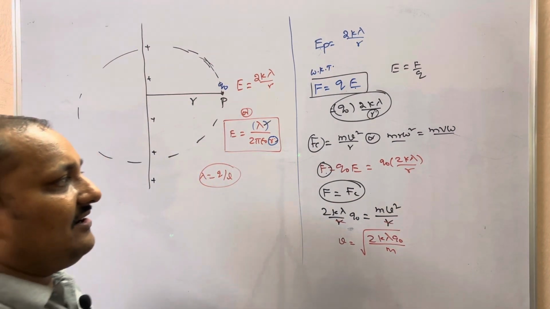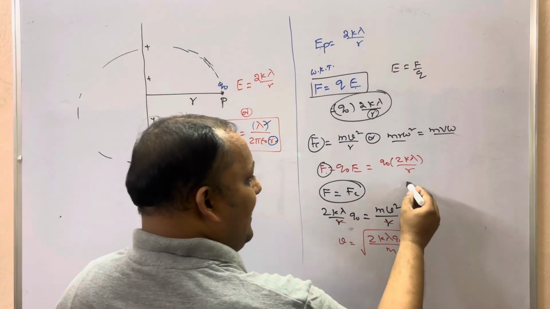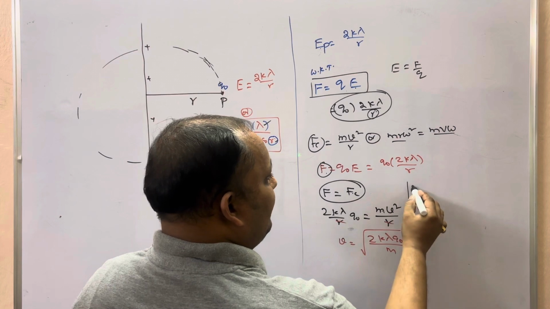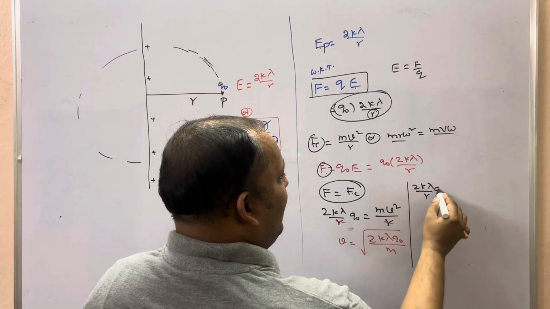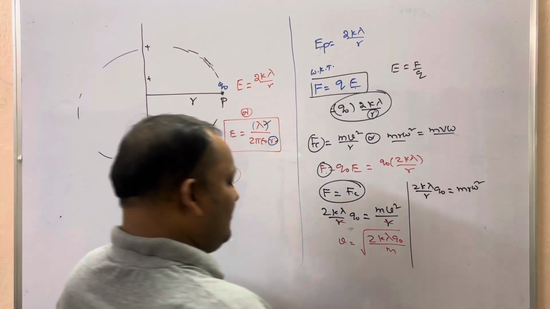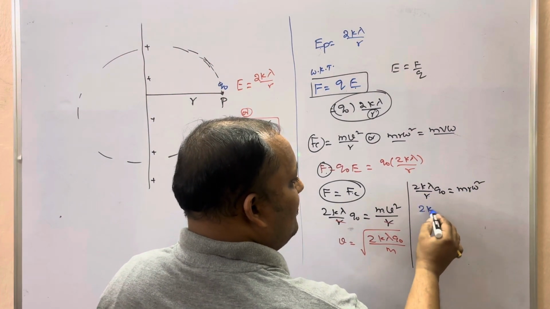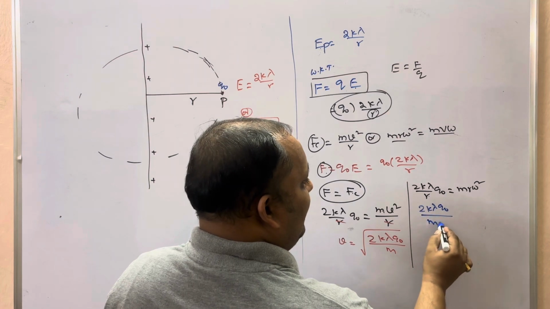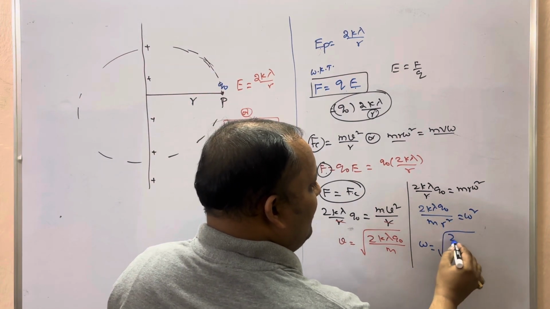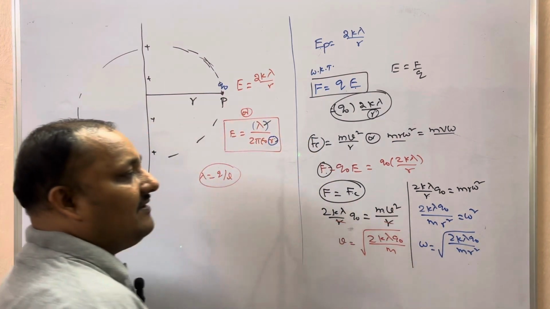If they are asking angular velocity, you are going to use this formula. F is equal to Fc. 2k lambda by R into Q naught is equal to mr omega square. So R into R: 2k lambda Q naught by m r square omega square. So omega is nothing but 2k lambda Q naught by m r square. You can bring r square outside the root.